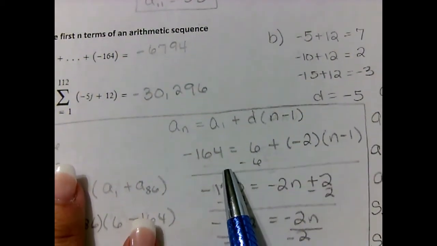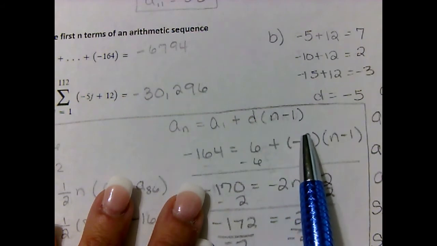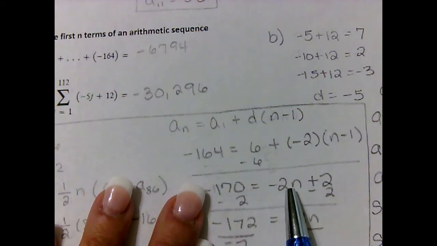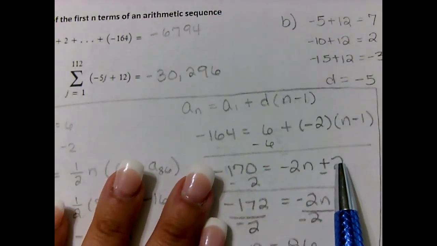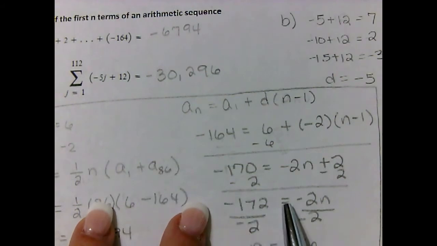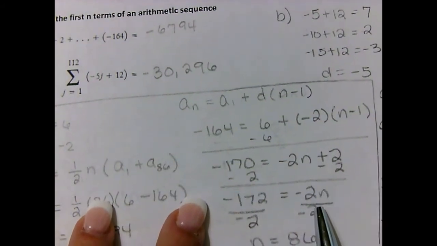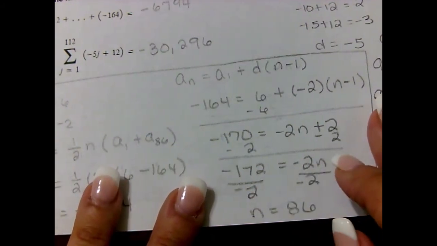So all I did here was subtract 6 from both sides, and I got negative 170 is equal to, and distribute this negative 2 into the parentheses. So I got negative 2n, negative times negative is equal to a positive times 2. Okay, so a positive 2. Subtract the 2 from both sides. Now I have negative 172 is equal to negative 2n. Divide by negative 2, we find that n is equal to 86. This should always be a whole number. Okay, so if you get any kind of fractions, you probably made a mistake, and you need to go back and find out where your mistake was.